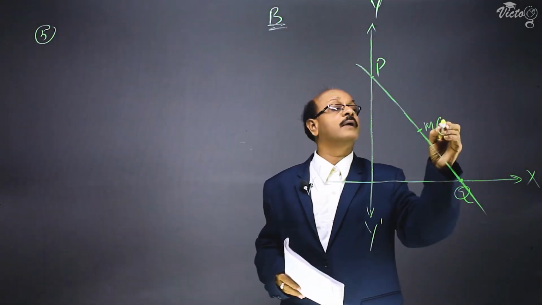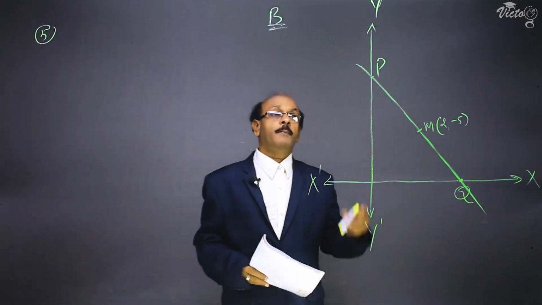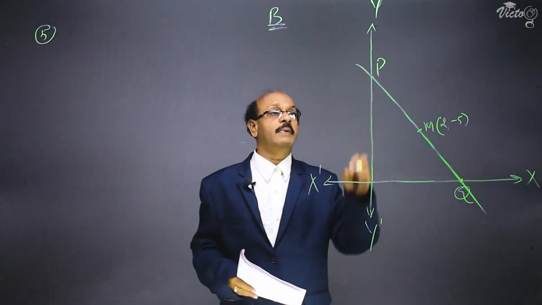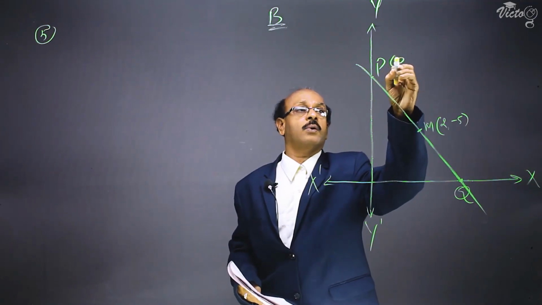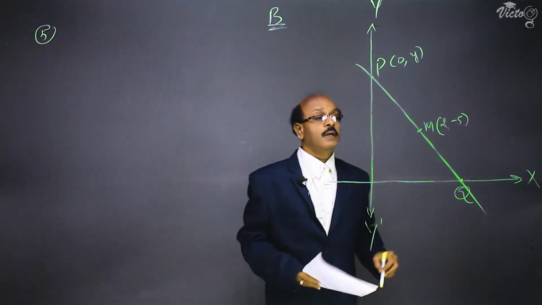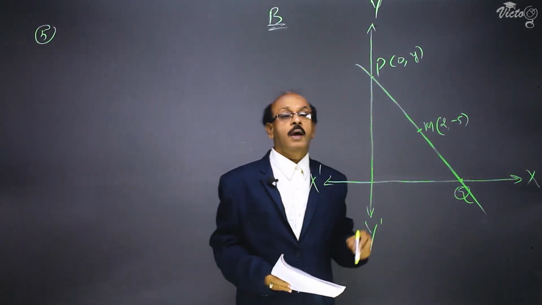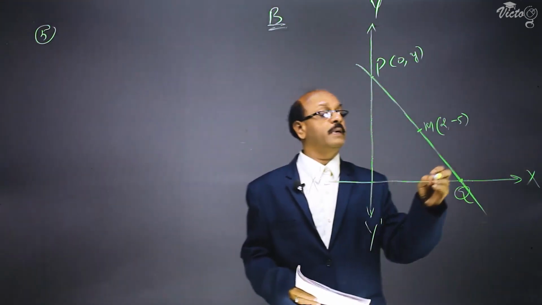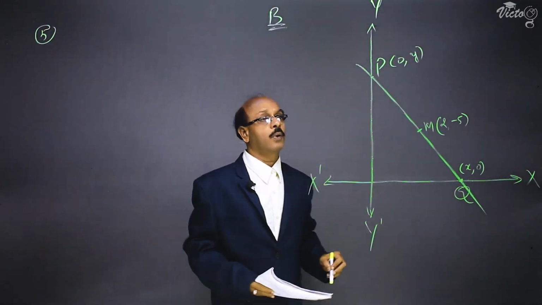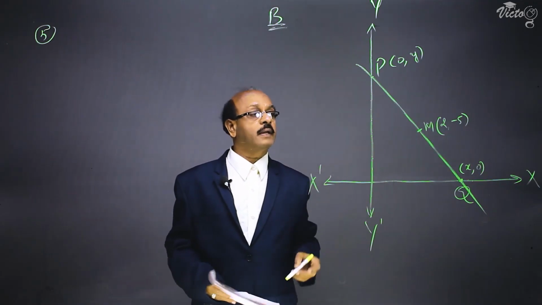The coordinates of M are given as (2, -5). Since P is a point on the y-axis, its x coordinate will be 0, and we can assume the y coordinate to be y. And Q is a point on the x-axis, so its y coordinate will be 0, and assume that its x coordinate is x. Then the coordinates of Q are (x, 0) and the coordinates of P are (0, y). It is given that M is the midpoint.